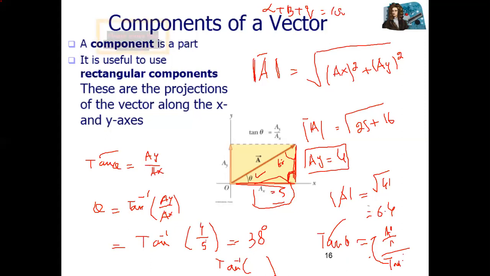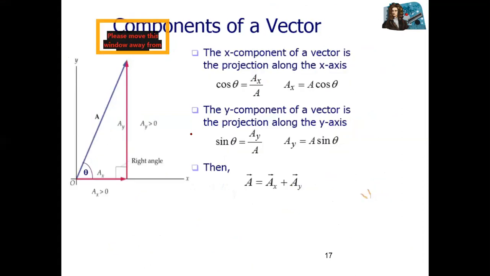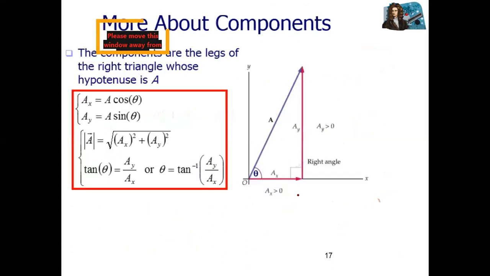So, components of a vector. What do we have next? These are the formulas. You can see AX is equal to A cosine theta, AY is equal to A sine theta. What is A? A is AX plus AY. These are the formulas for the horizontal and vertical components. This is the magnitude formula, and the last one is the angle formula. You can find the angle with the last formula. So four methods, four formulas.